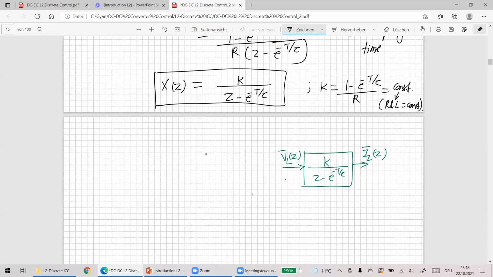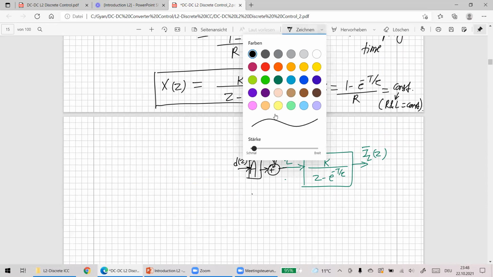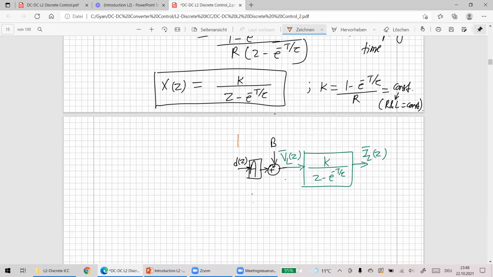And now, following the first lecture, we can also write it like D in discrete time domain into A, and then plus B. Okay. So this is our direct discrete plant model. It was very simple to get this discrete plant model, right?